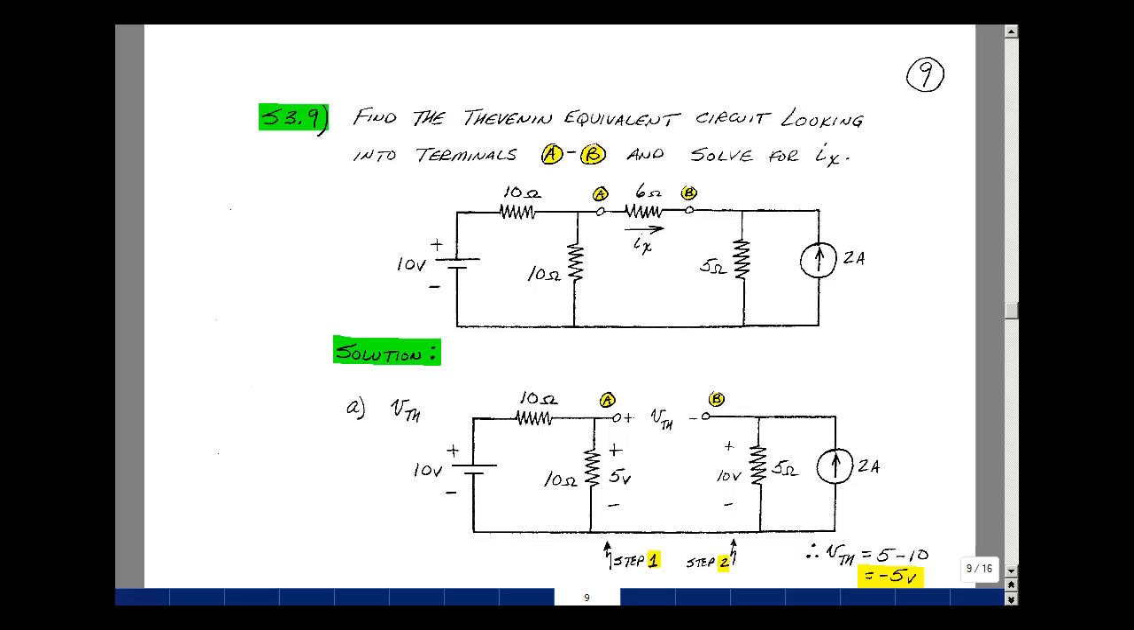This lesson deals with supplemental problem 3.9. You can find this problem in the ECE201 ebook in the Chapter 3 Supplemental Problems on page 9. Given this circuit, let's find the current I sub x using a Thevenin equivalent circuit.